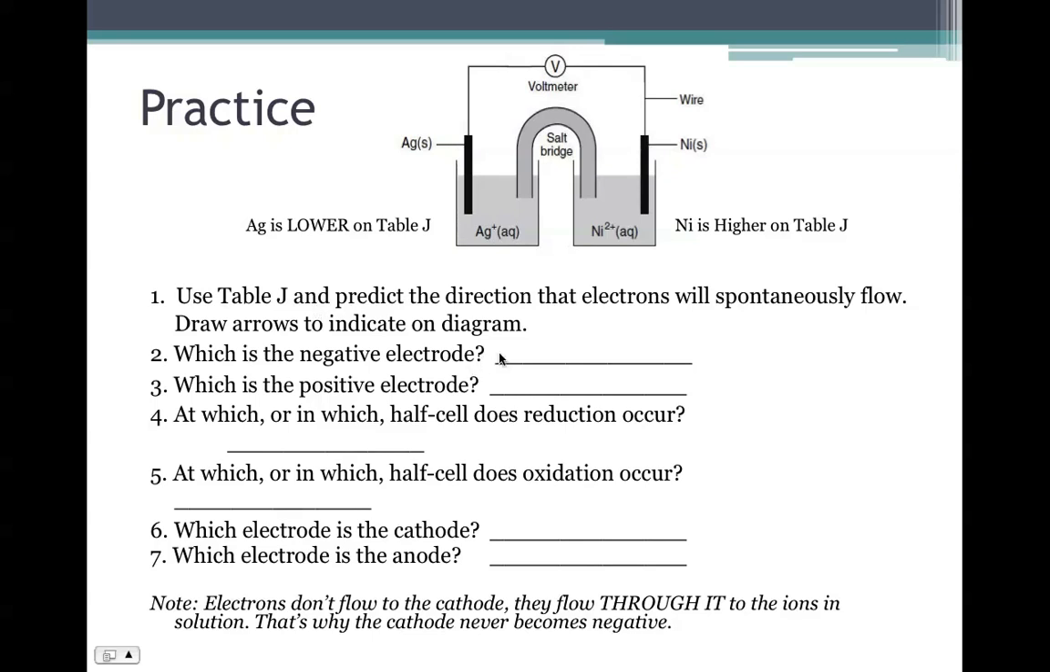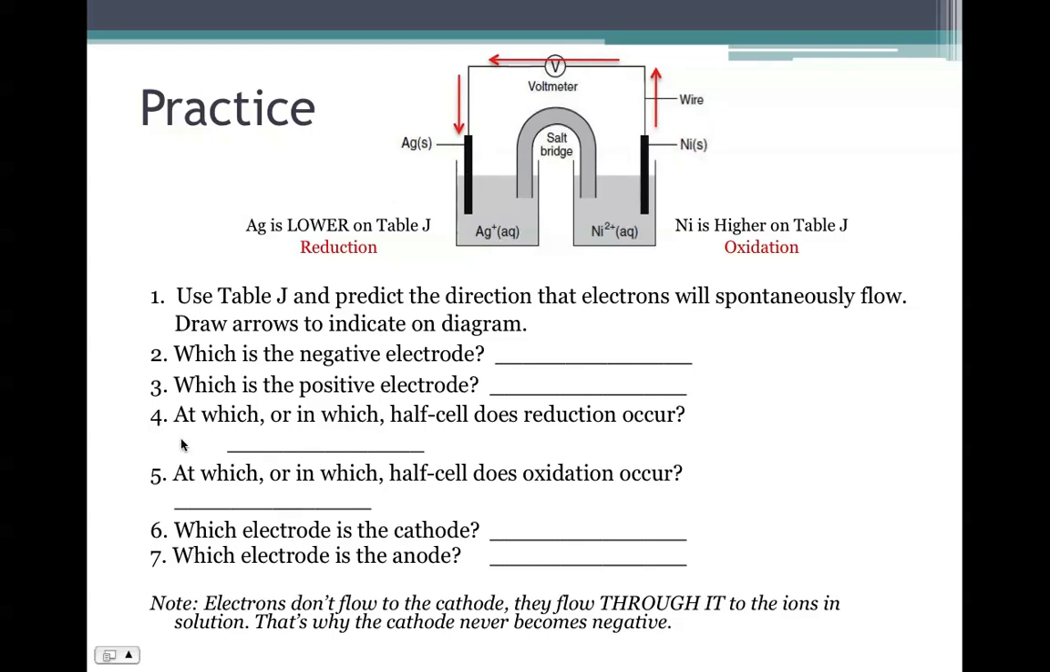Well, remember, the one that's higher on table J is more easily oxidized and thus going to lose electrons. So they'll be leaving the nickel electrode, which is getting oxidized, and traveling over to the silver electrode where reduction is occurring. So oxidation to reduction, or anode to cathode. The electrons are going to flow, in this case, from nickel to silver.